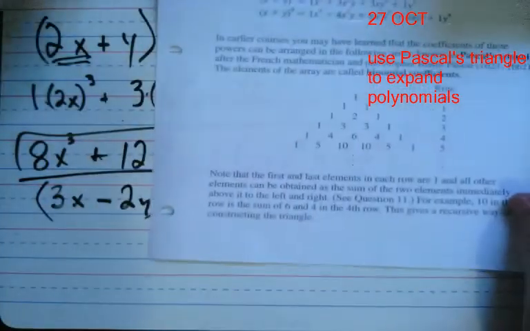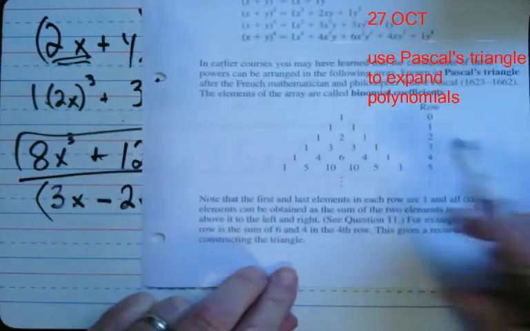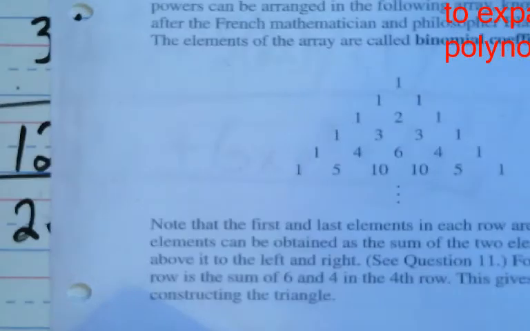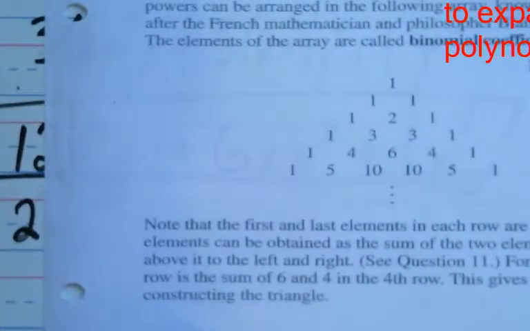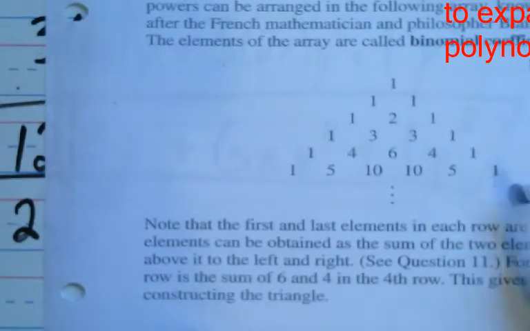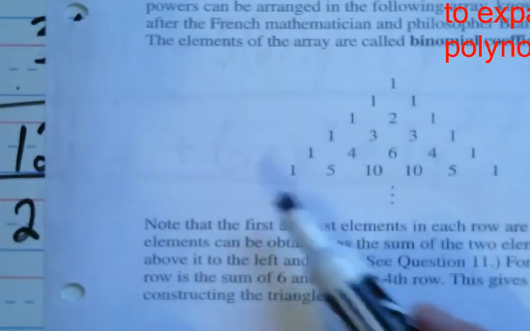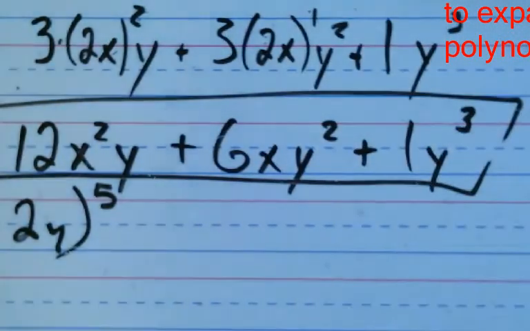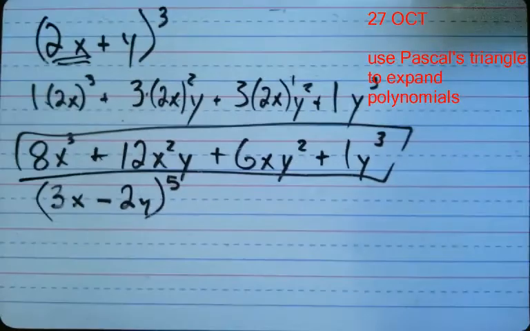Well, I look at my Pascal's triangle, which you have. Let me zoom in on it. Look. Row 5 is 1, 5, 10, 10, 5, 1. That's row 5. So that's what I have to write down. So I'm going to do that. Now this time I'm going to remember to zoom back out.